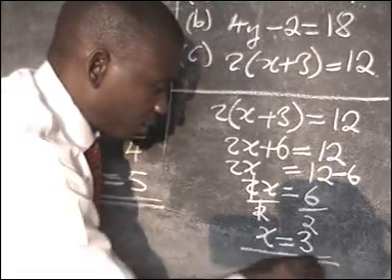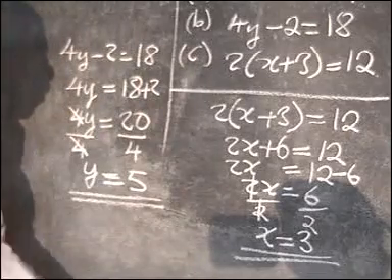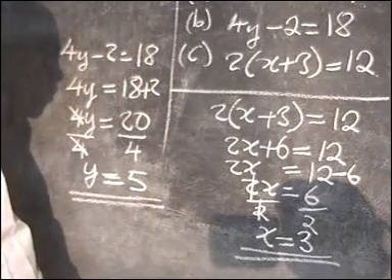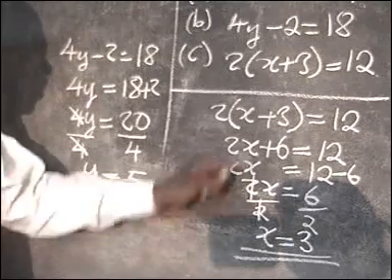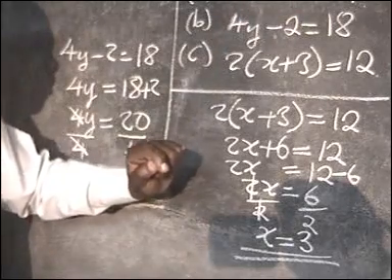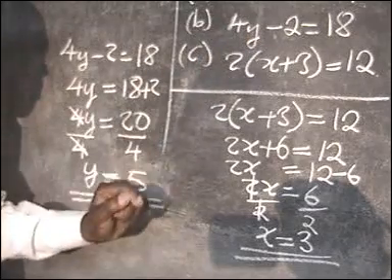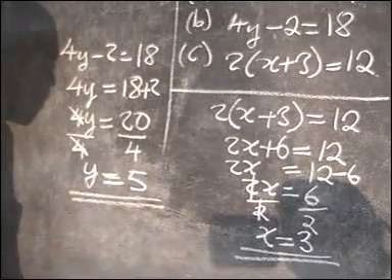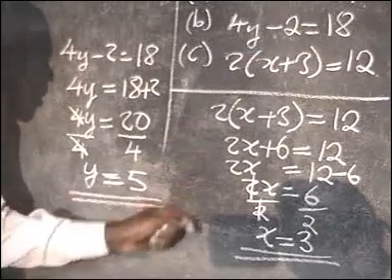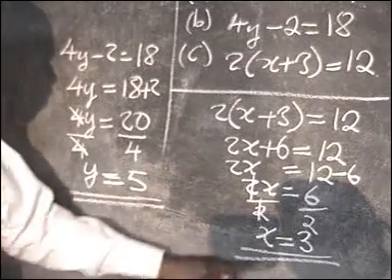So by doing that, you have solved each of the 3 equations. In the first place, we got the value of x to be 4, and in the second place, which is b, we've got a value of y to be 5, and in the third question, where the brackets are used, we have got the value of x to be 3.